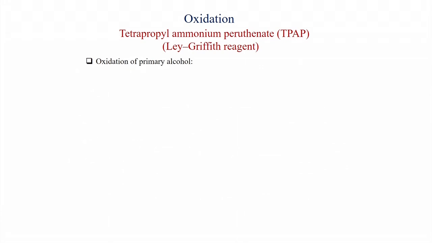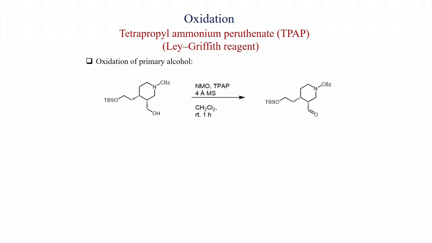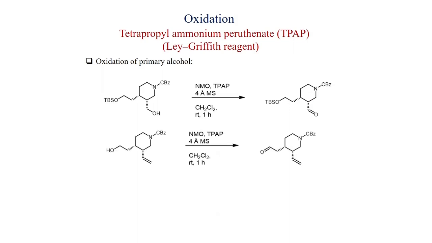So its main application is oxidation of primary alcohol. Like you can see here, a primary alcohol is there, an OTBS group is there, an NCBZ group is there, and selectively this alcohol is getting oxidized to the aldehyde with NMO, TPAP, 4 angstrom molecular sieves, dichloromethane at room temperature, and these two groups are not touched during the condition. Also here a double bond is present, and similarly an NCBZ group is there, and here also the primary alcohol is oxidized to the aldehyde.